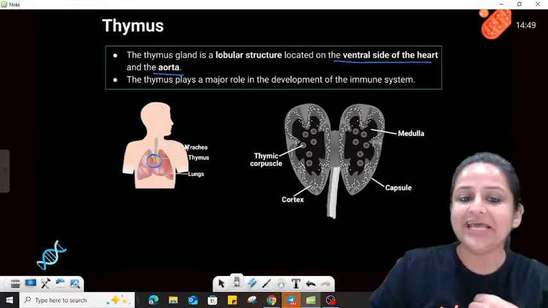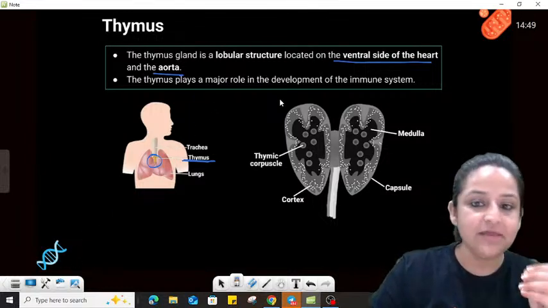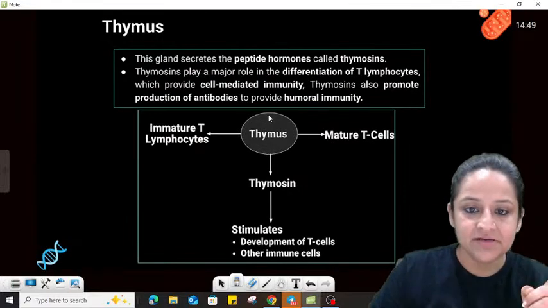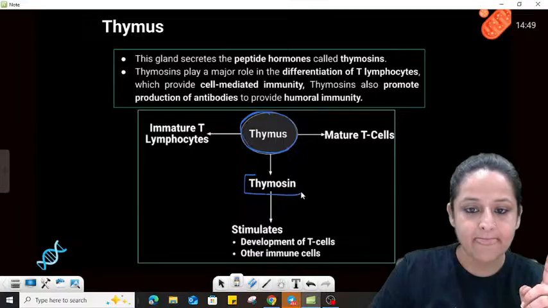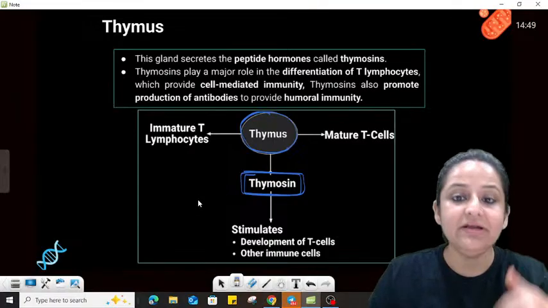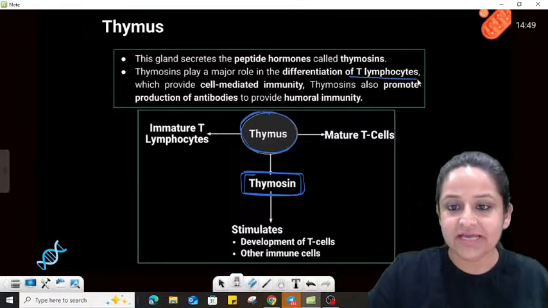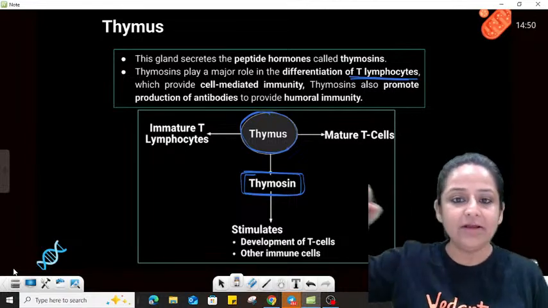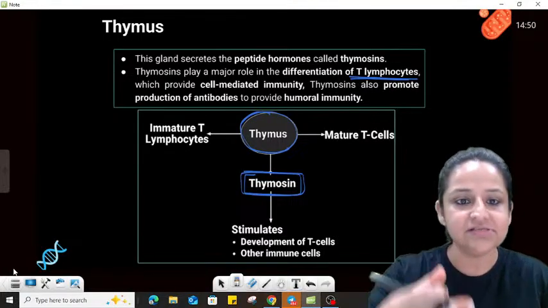What is thymus doing? What is the role of thymus? It plays a very big role in the development of the immune system. Now what exactly it does, I'll help you. Thymus releases a hormone called thymosin. And what is thymosin going to do? Thymosin helps in the differentiation, in the maturation of the T cells or T lymphocytes. T cells provide a type of immunity called cell mediated immunity. So the maturation of the T cells is done by thymus.